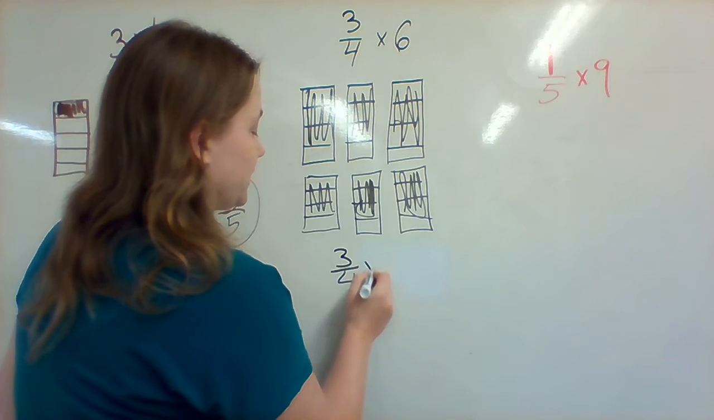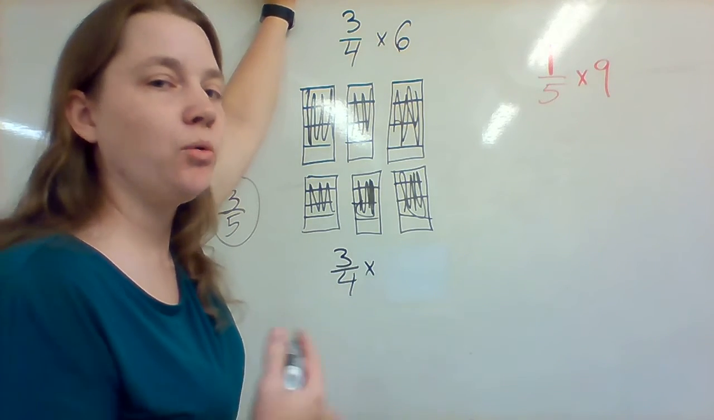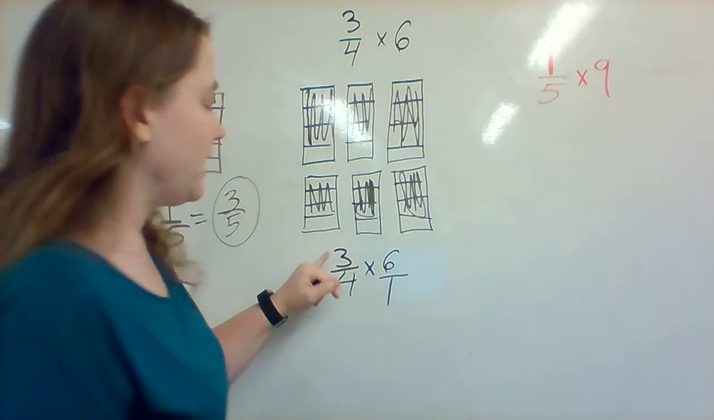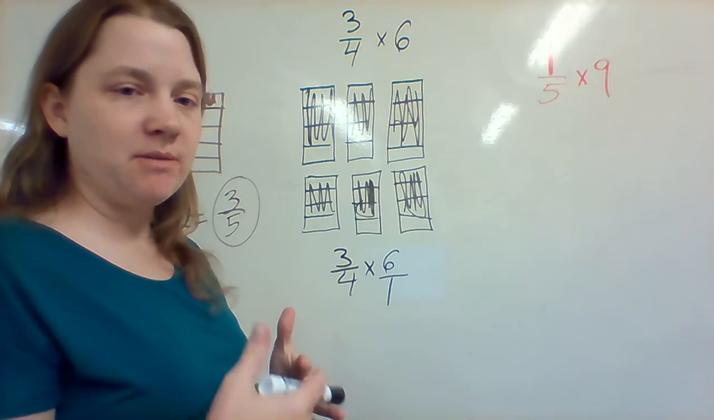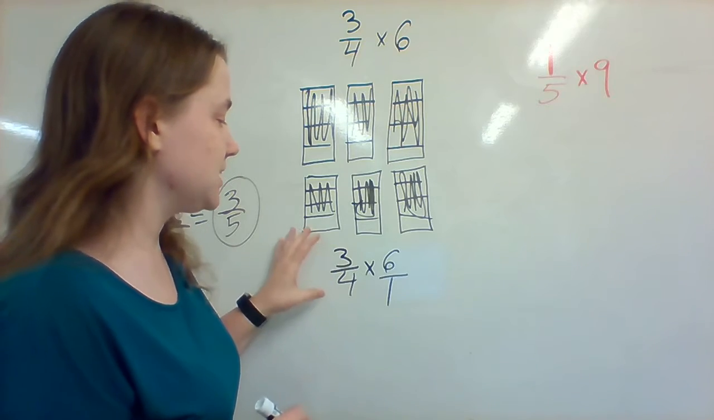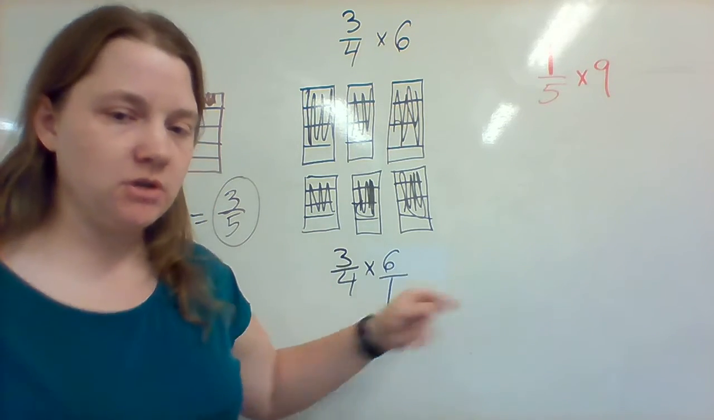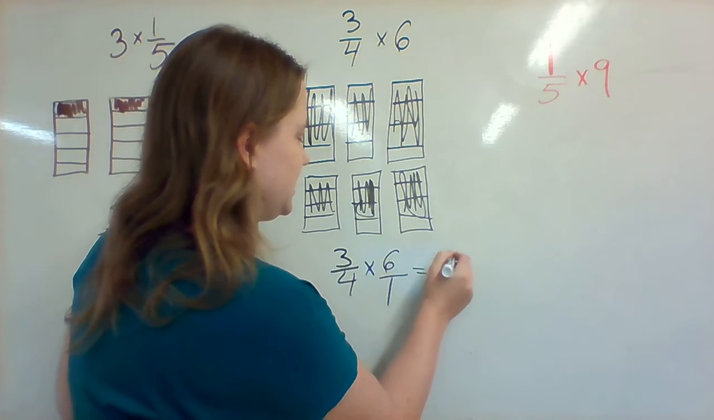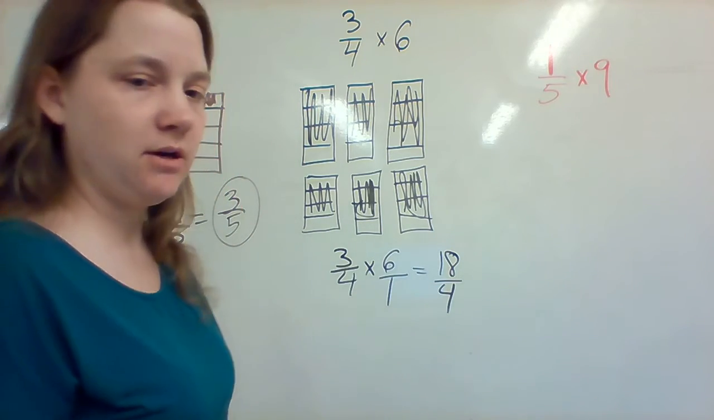3/4 is already a fraction, but I also need to get this 6 into a fraction. So to get any whole number into a fraction, you're going to put it over 1. So now I have 3 over 4 times 6 over 1. Now, I'm going to show you something 2 different ways here. So I want you to just hang tight and bear with me on both ways. The actual way to just straight out do this is to multiply across. So I have 3 times 6 is 18. And then I have 4 times 1 is 4. And then I have 18 over 4.